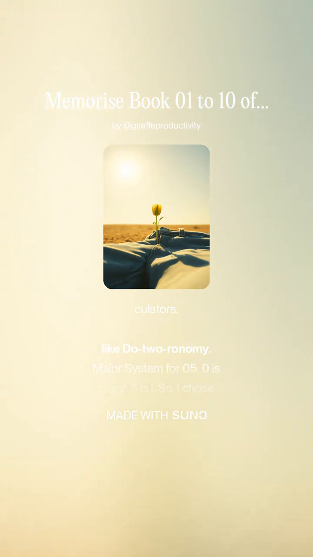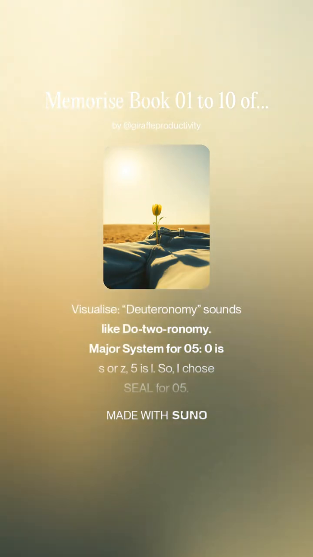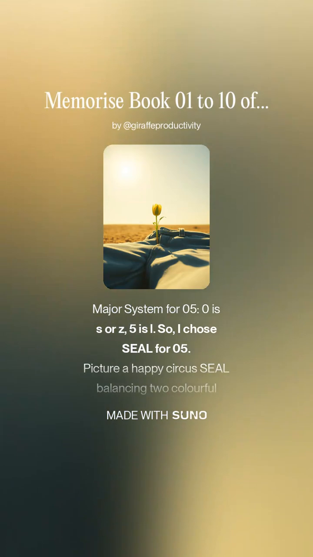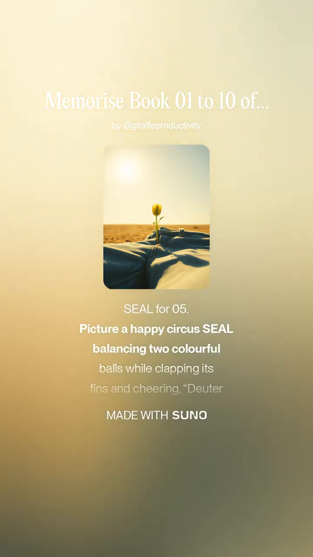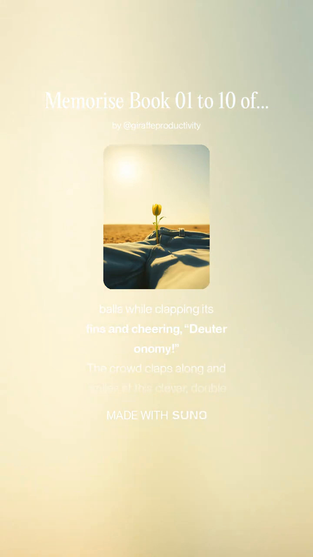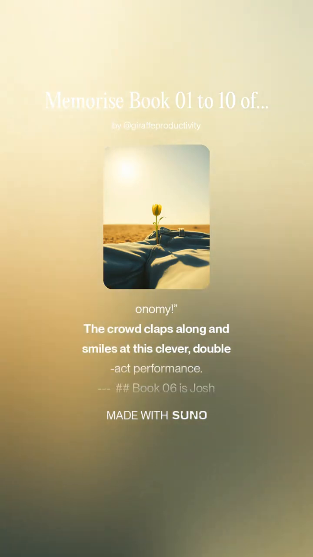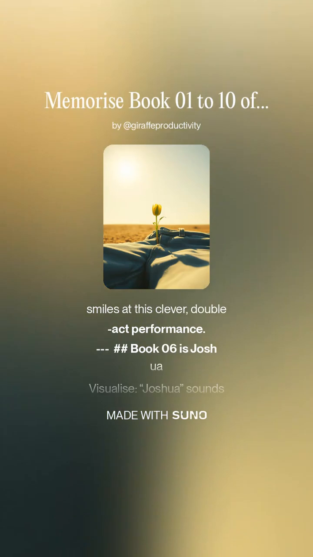05 is Deuteronomy. Deuteronomy sounds like Deuteronomy. Major system for 05: 0 is S or Z, 5 is L. So I chose seal for 05. Picture a happy circus seal balancing two colorful balls while clapping its fins and cheering Deuteronomy. The crowd claps along and smiles at this clever double act performance.